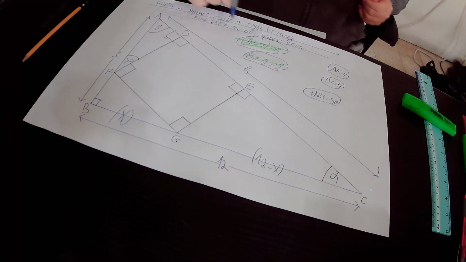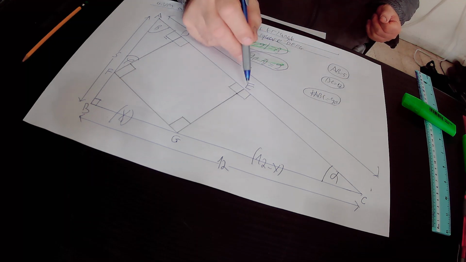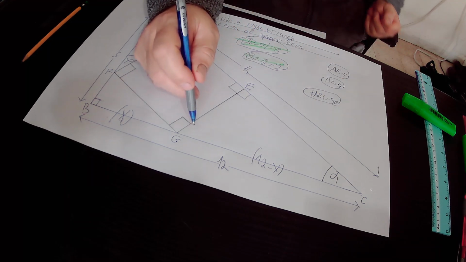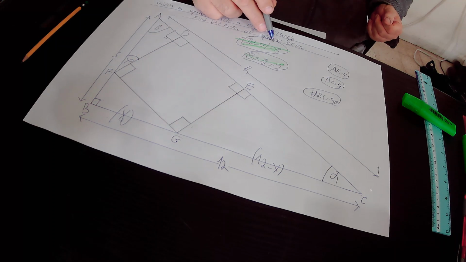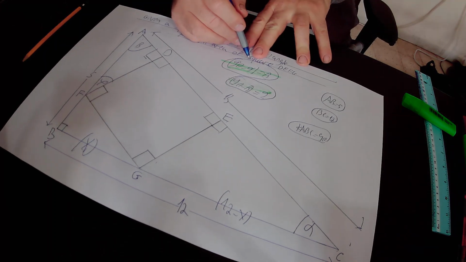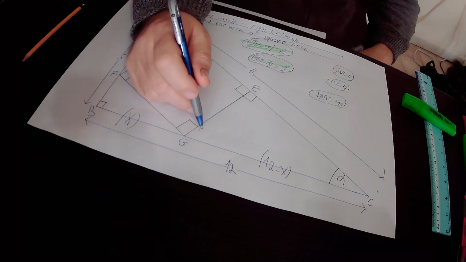Likewise, we focus on this right triangle, triangle EGC. In the right triangle EGC, this angle equals alpha, this angle equals 90 degrees. Therefore, the missing angle must be equal to 90 degrees minus alpha. But 90 degrees minus alpha equals beta. Therefore, the missing angle must be equal to beta.